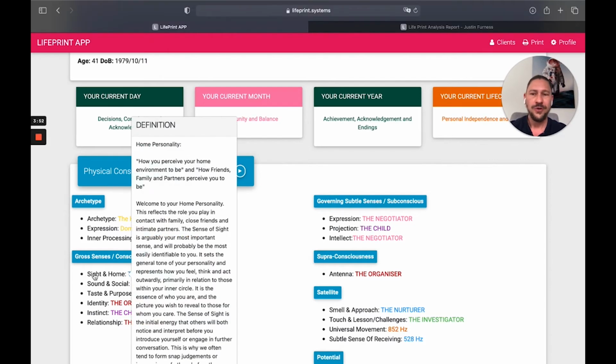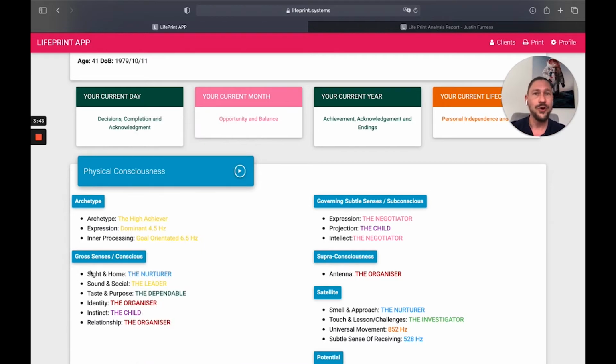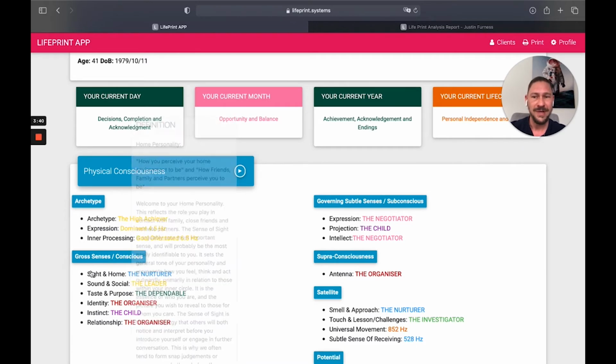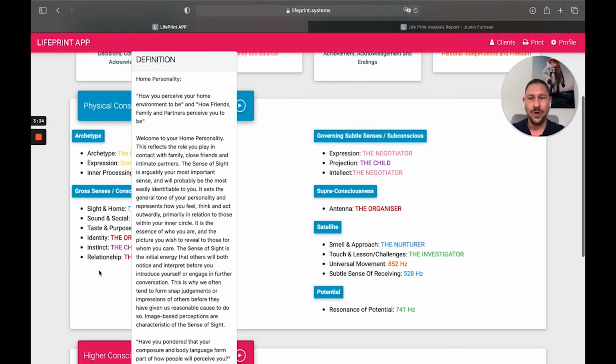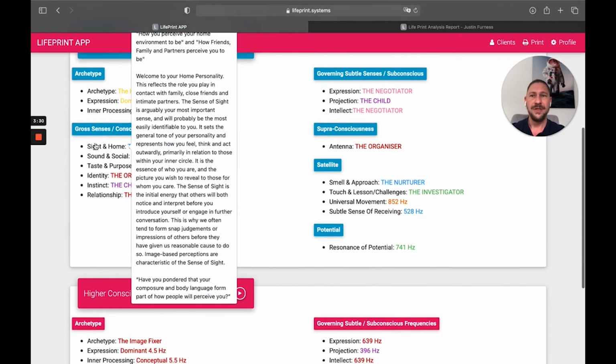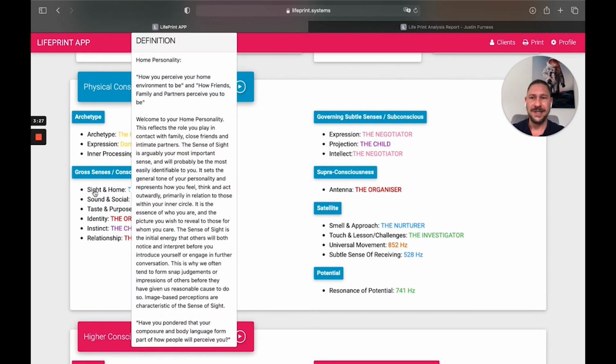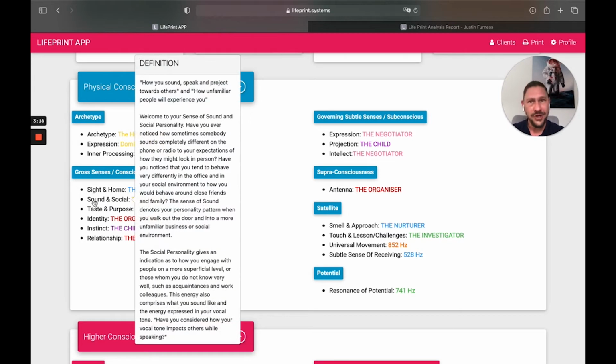What I want you to bring your attention to is firstly the different performance patterns. Those performance patterns are whether I'm at home. Every time you roll over a performance definition written in black with the bullet points, it'll give you a definition of exactly what that is in terms of the container. For instance, the home personality is how we would relate to people on a more intimate level that we know very well at home. Whereas our professional or social performance pattern is who we are when we walk out the door, when we're in situations where we are unfamiliar.